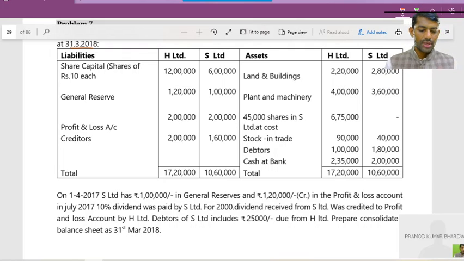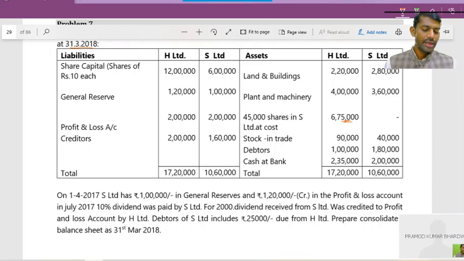General reserves 1 lakh and 1 lakh 20,000. Profit and loss account 2 lakh and 2 lakh. Creditors 2 lakh and 1 lakh 60,000. Assets consist of land and building 2 lakh 20,000 and 2 lakh 80,000. Plant and machinery 4 lakh and 3 lakh 60,000. 45,000 shares in S Limited, at cost, 6 lakh 75,000.